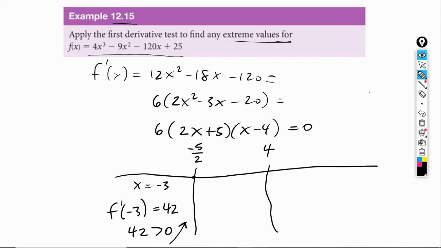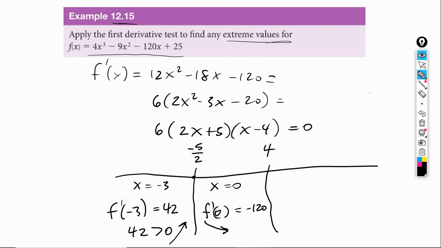So let's plug a value between negative 5 halves and 4. And the easiest one is always going to be 0. So let's plug in 0. So that into the derivative will give us negative 120. Notice that that means that after negative 5 halves, the graph starts going down. So that means that this is a relative maximum. Okay, so that probably means that this is a relative minimum for 4.